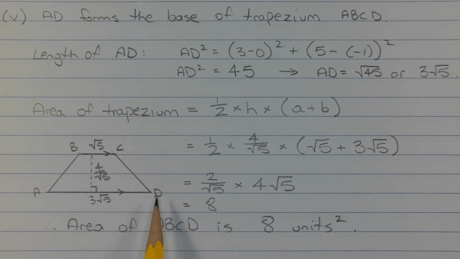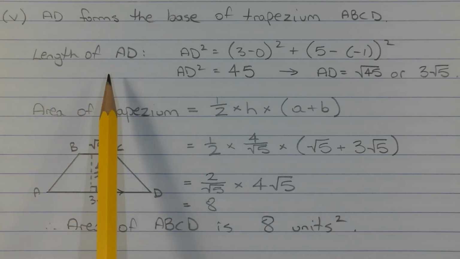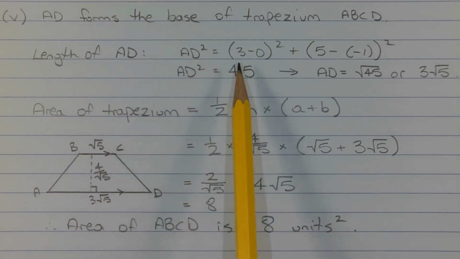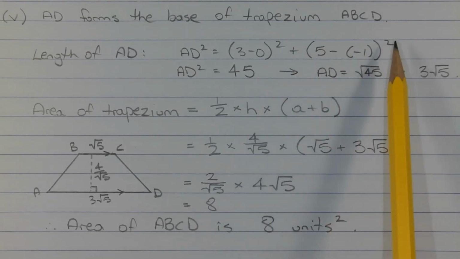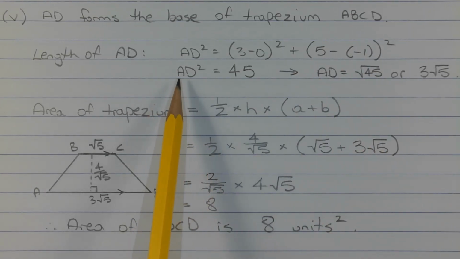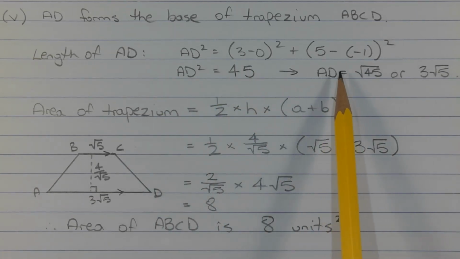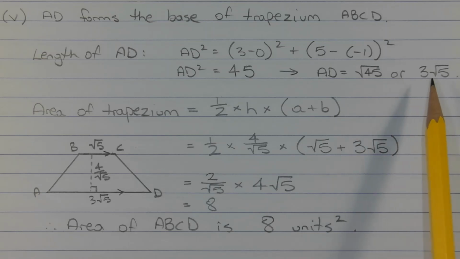Now AD forms the base of trapezium ABCD, and we need to work out the length of that base. Now we have the coordinates of points A and D. Now the coordinates of point D we also worked out earlier. So using the 2-point distance formula, the length of AD is given by AD squared is equal to 3 minus 0 in brackets squared plus 5 minus -1 in brackets squared, which gives us the equation AD squared is equal to 45. Taking the square root of both sides to make AD the subject, we get AD is equal to √45 or 3√5 in simple surd form.